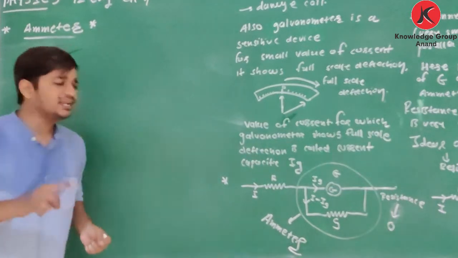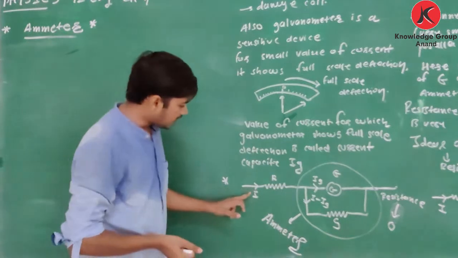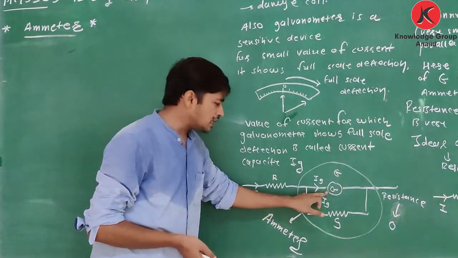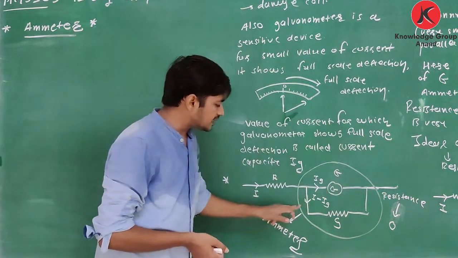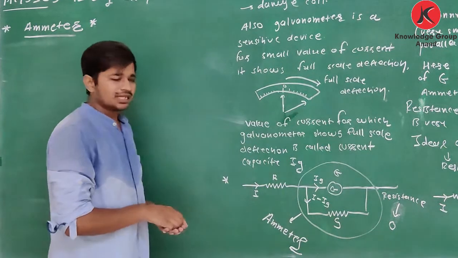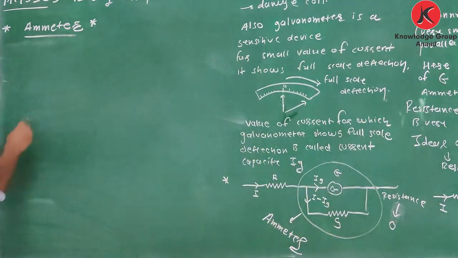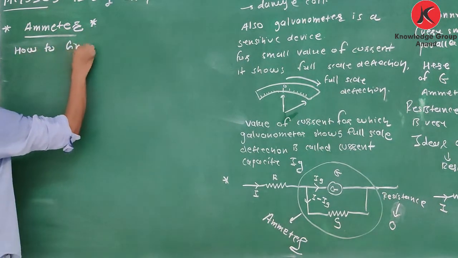Now how to find the value of the shunt? See this figure. Current I is flowing through this resistance. Through the galvanometer, only its capacity current, that is Ig, will flow, and the remaining current will flow through this shunt. The galvanometer G and the shunt are in parallel connection. Then how to find the value of the shunt?